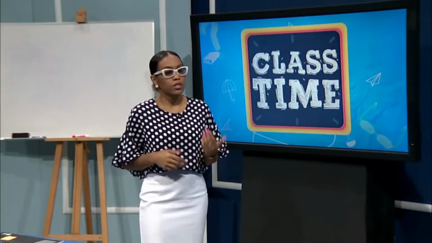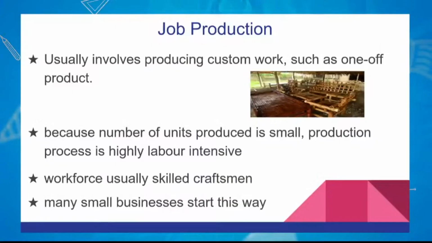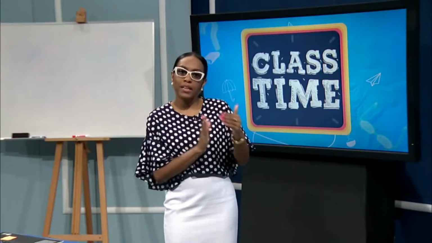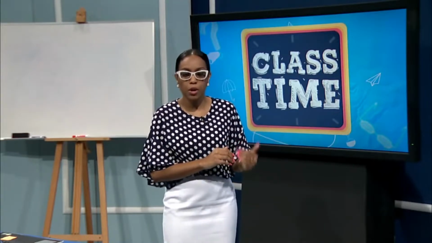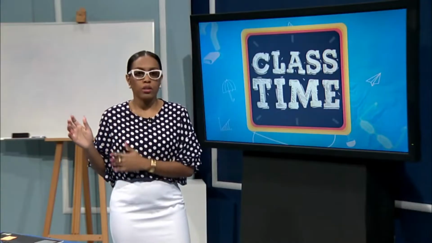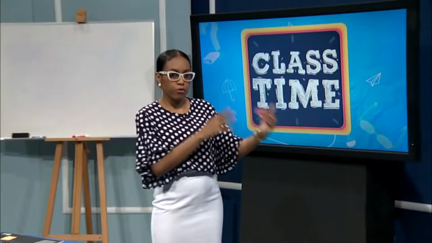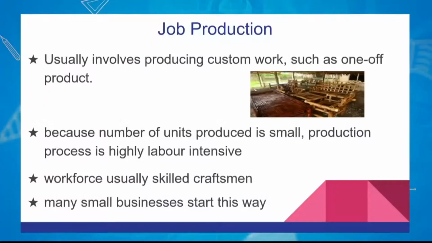It usually involves producing custom work such as one-off, and we mentioned that earlier. Because the number of units produced is small, the production process is highly labor intensive. Because it's a case where you don't have a lot of work coming in, remember, you're looking at the cake, you have to ensure that you complete that particular cake for your customer before you can move on to another one. So you want to ensure that the process for one job is completed before moving on to the other one.